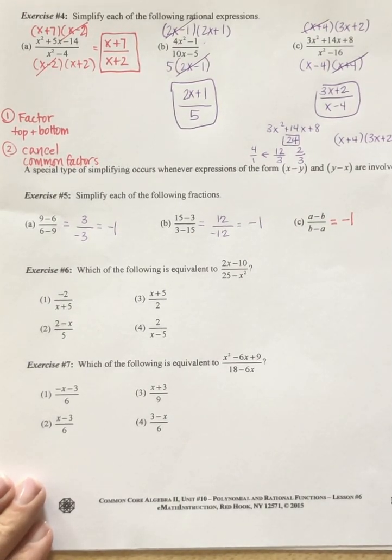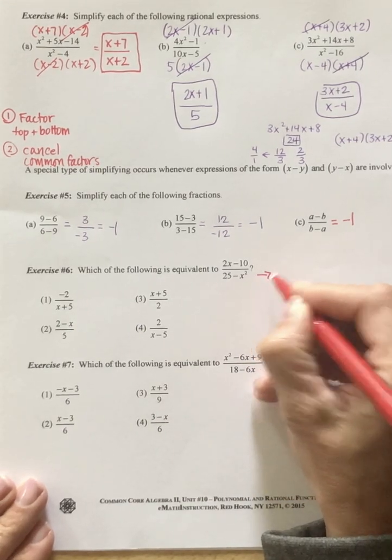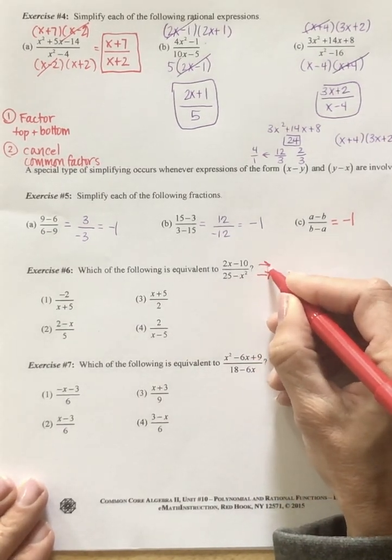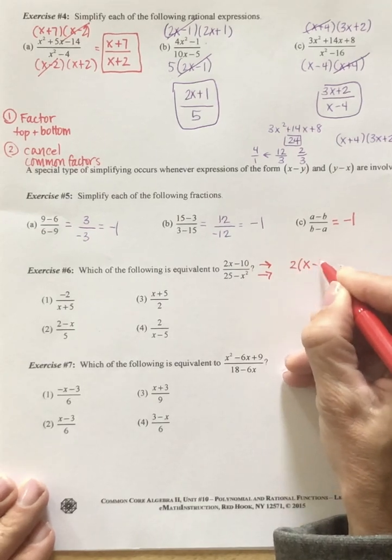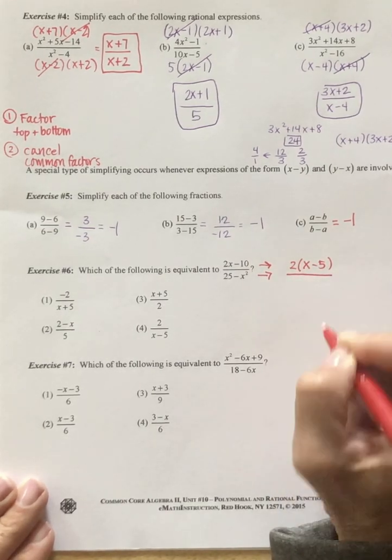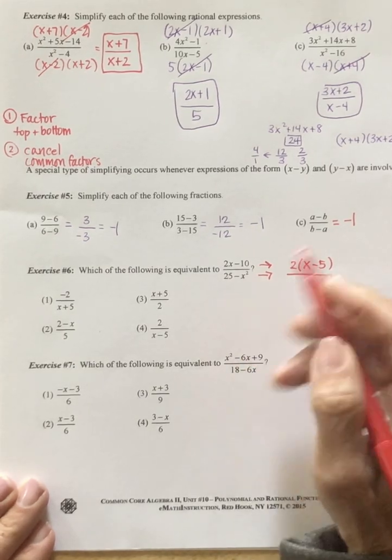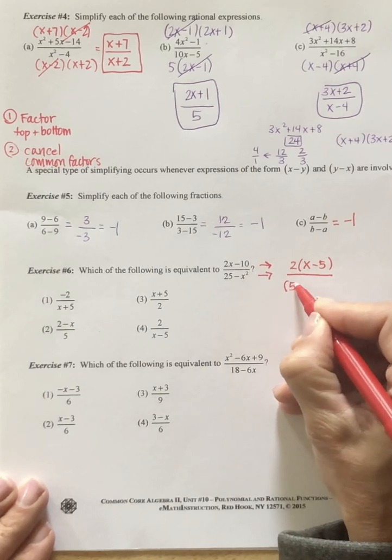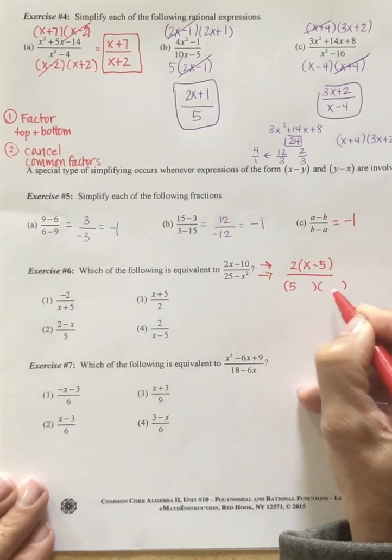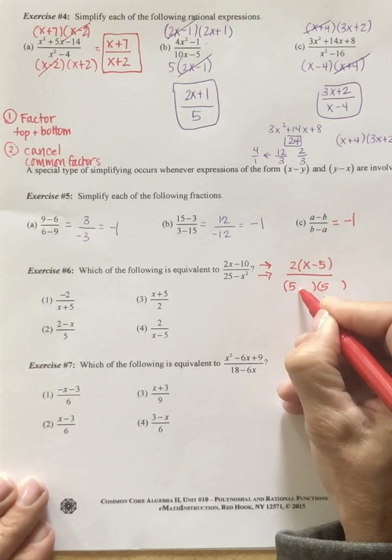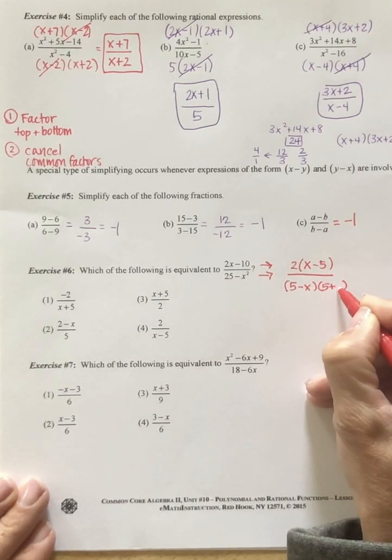So let's take a look at a multiple choice question that's going to illustrate this property. You're going to follow exactly what we did in example 4. You're going to look to factor the top and factor the bottom. If I factor the top, I'm going to get 2 parentheses x minus 5, so I have a GCF of 2. On the bottom, I have a difference of squares problem, but be careful because the 25 comes first, so that's got to come first in your parentheses. So you have a 5 minus x and a 5 plus x.